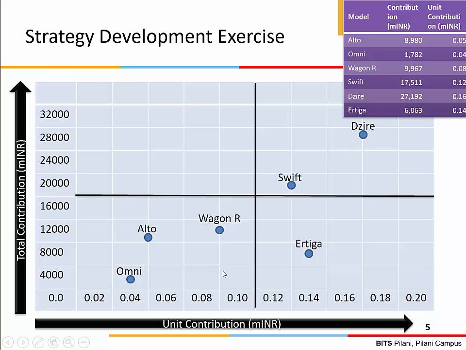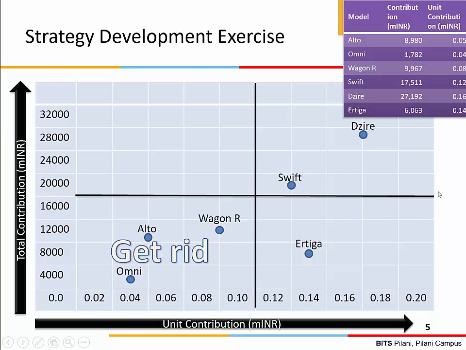So these are all the various products that are plotted, and I have also split it into 4 quadrants by drawing a line at the center. So you have 4 quadrants, 1, 2, 3, 4. Now with this construction, what is the strategy that we should be proposing for each of the products is what we are going to discuss.